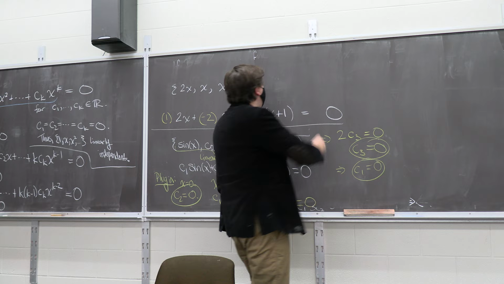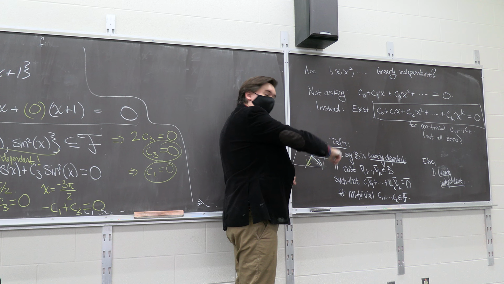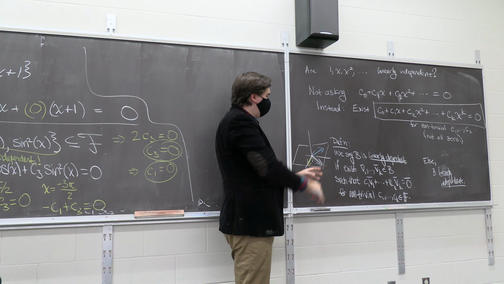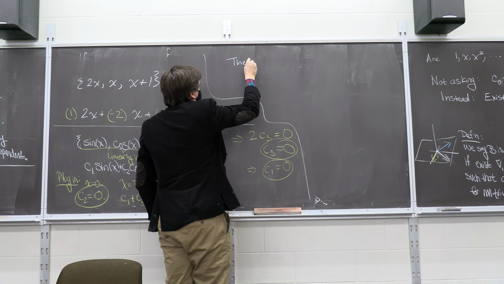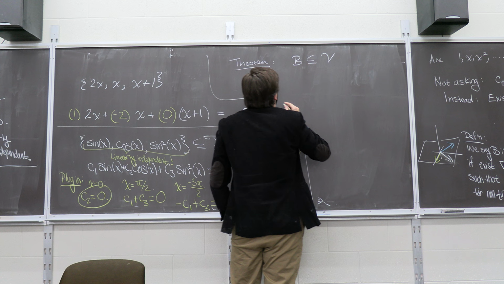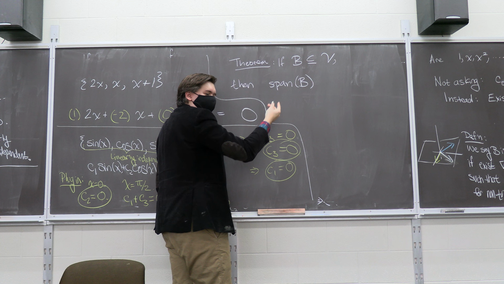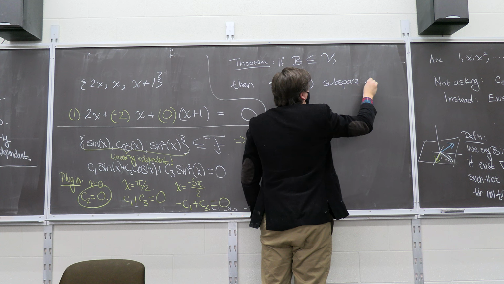The last thing I want to do is prove a little theorem. In R3, when you looked at the span of these two vectors, it gave you a plane. A plane is a vector space in itself, right? Take any two vectors in there, you add them, you get another one. This is the theorem I want to prove. In general, if you take any B that's a subset of some vector space, the span of B will also be a vector space. That is, the span of B will be a subspace of the vector space V.